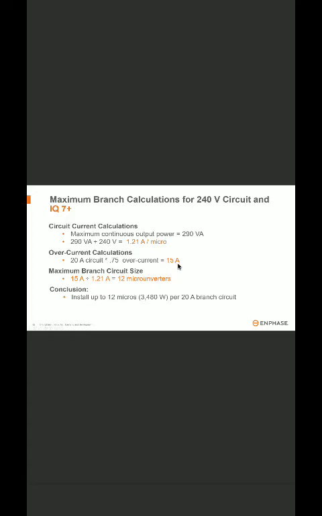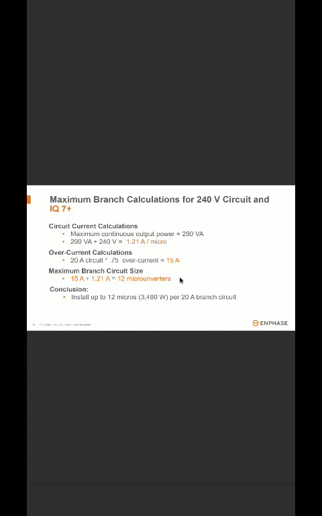Now this 15 amps is the maximum continuous current capacity of our cable. Now this I'll divide by the current coming out from each microinverter. This will give me the number of microinverters I can have in one branch circuit. Okay, so that is just the limit of a branch circuit.